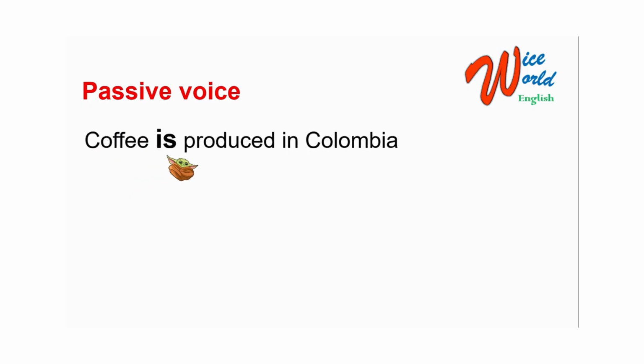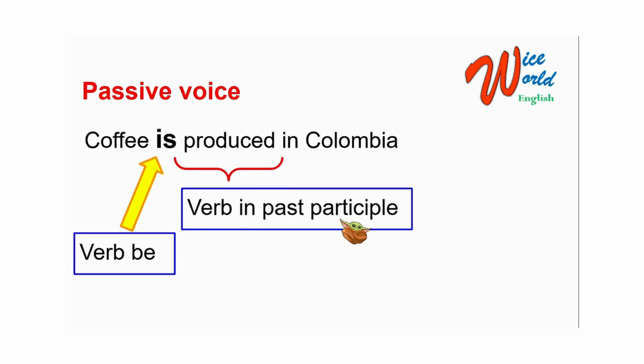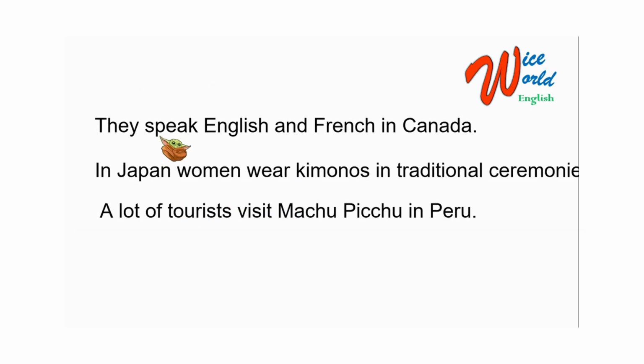We need to use the verb be, as you can see here. The verb be is necessary in passive voice, and then we have this verb. Be careful, it's not simple past. It is the verb in past participle. And this is how we write sentences in passive voice. Okay, now look at the sentences that you have here. I want you to change all these sentences to passive voice. Pause the video again and write your sentences.